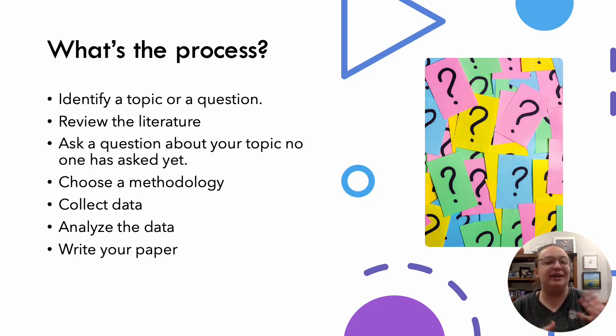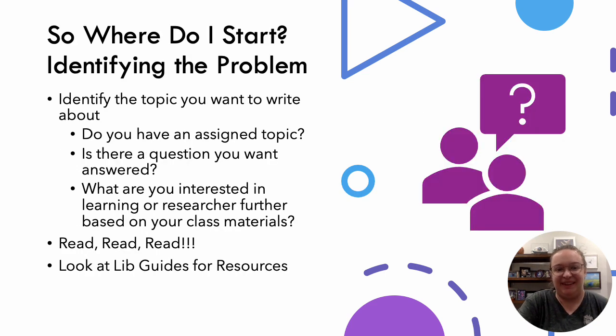I'll be talking about each of these things in more detail. But once we have a methodology, we collect data, and then we analyze that data, and then we go on to do the best part, which is write our paper. And I will give you guys a few resources for how you can do that. There are plenty of resources at UNT, many of which I've used myself, and they are wonderful options to start with. All right, so where do I start?